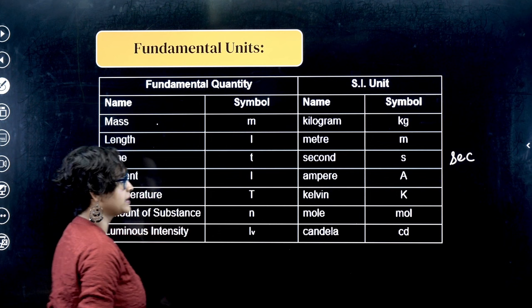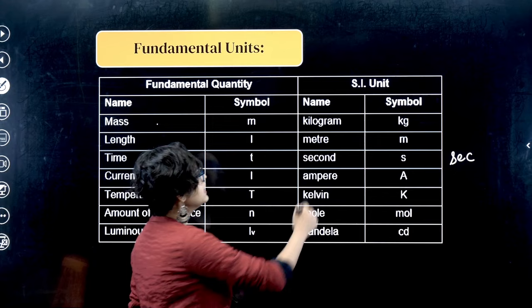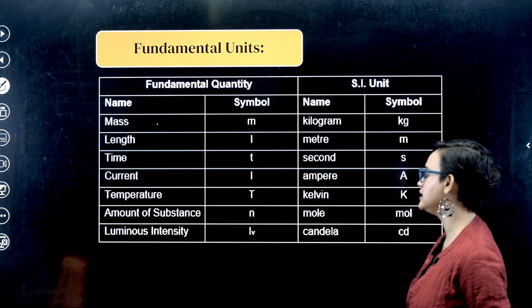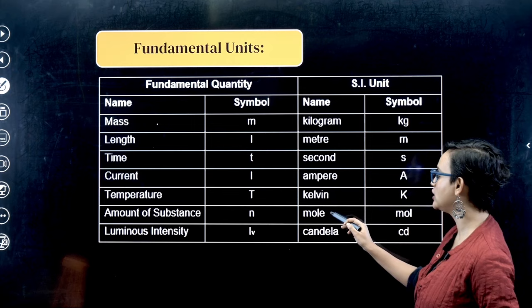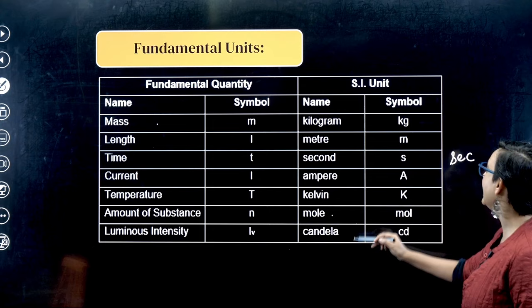Then comes temperature. Symbol is capital T. SI unit is Kelvin and symbol of SI unit is capital K, all right? Yes. Then comes amount of substance, which is n. Name of the SI unit is mole, which we will be studying. Just hold on. And then the symbol is mol.